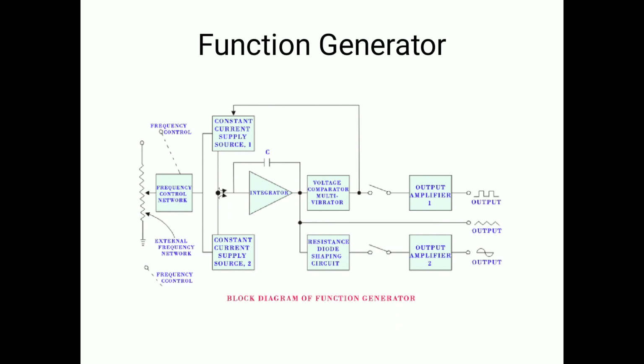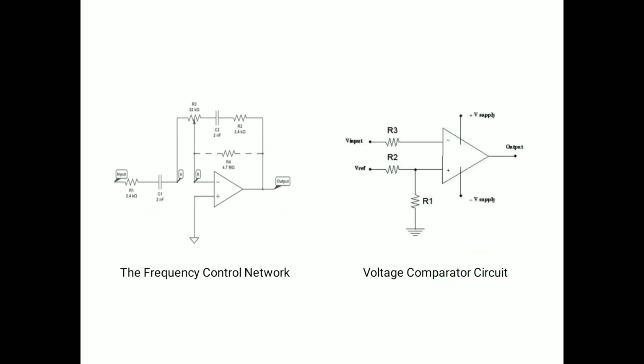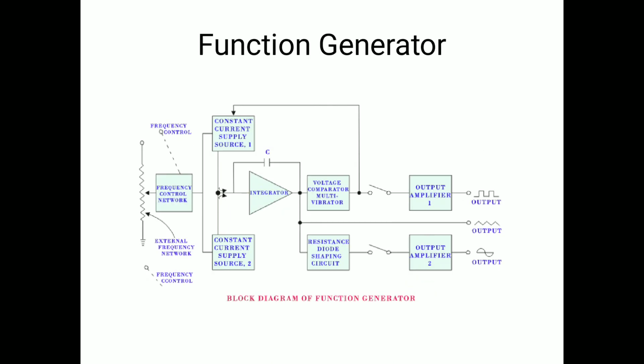Basically, this circuit consists of a diode resistance network. If the amplitude of the sine wave produced at the output of the sine wave shaping circuit is insufficient, then it can be amplified to the required value by using this sine wave amplifier. So this function generator generates three types of waveforms: square wave, triangular wave, and sine wave. This is about the function generator.